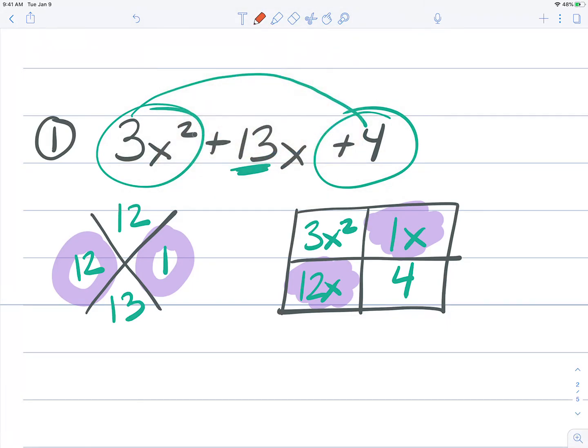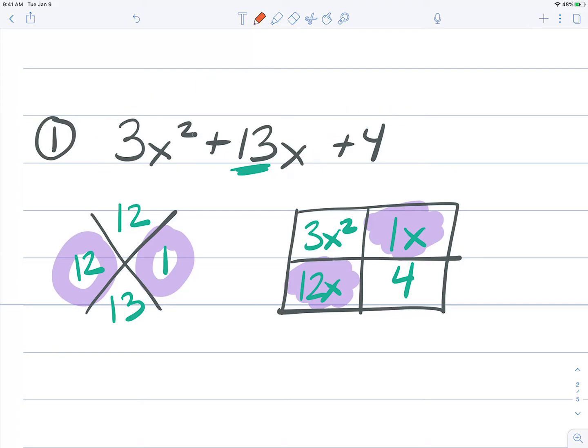Now to finish this, we are going to factor out the GCF of the rows and columns. So if I look at my first column, 3 and 12 have a 3 in common. X squared and x has an x in common. For the second column, they don't have a variable in common, and 1 and 4 has nothing, so it's just a 1. For the first row, 3x squared and 1x has an x in common.